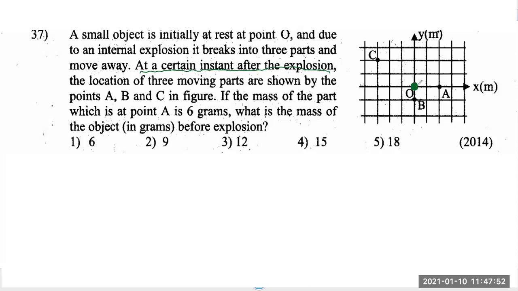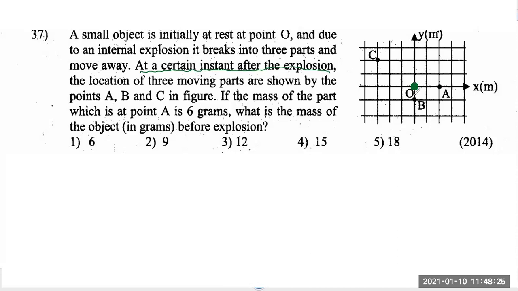Each block represents a distance of 1 meter. C has gone 2 meters up and 3 meters horizontally. In the previous question we also discussed that the distance can be taken as directly proportional to velocity, because they all have moved for the same time. If this photo was taken after 10 seconds, this moved 10 seconds, this moved 10 seconds, and this also moved 10 seconds.